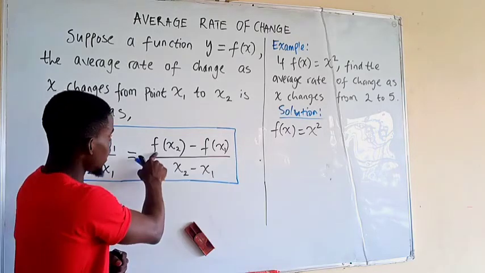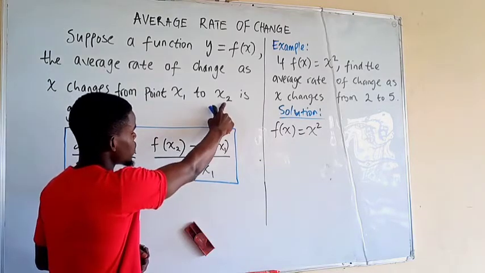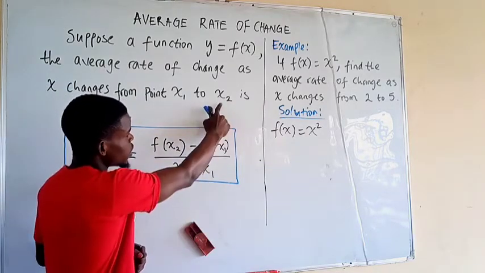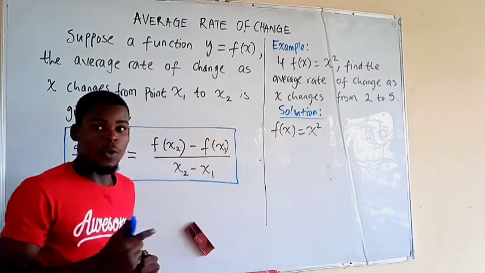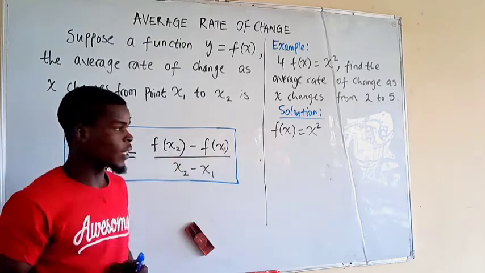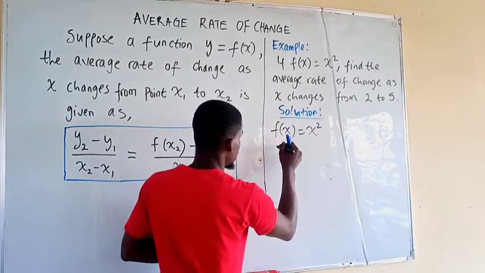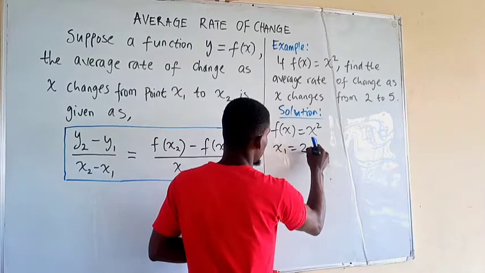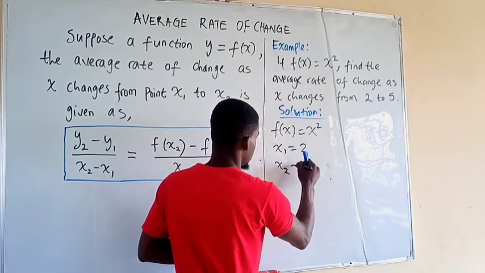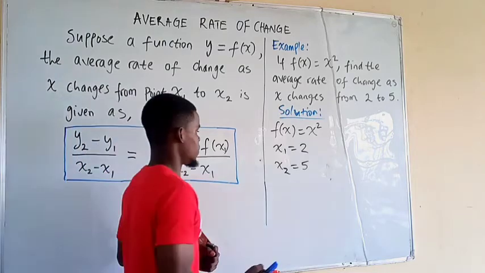Good. So we have f of x2. You know, this was changing from point x1 to point x2, right? So since it was changing from point x1 to point x2, we plug in each of those points into the function and we will evaluate it, all right? So from point 2 to point 5, we can see there that x1 is 2 and x2 is just 5, right? Very nice. Good.